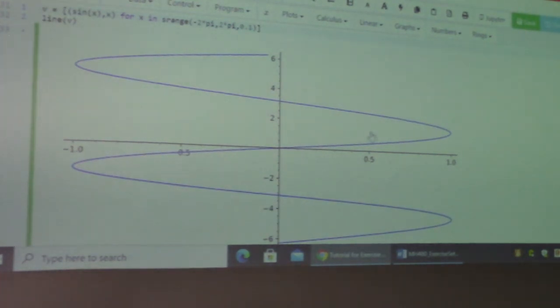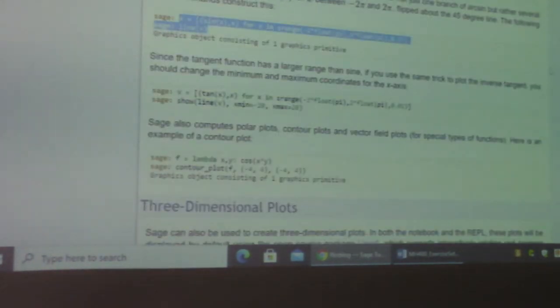What's line? Wait, why is it? I don't understand what this thing is doing, honestly. Well, whatever. I'm going to look at this contour plot next.